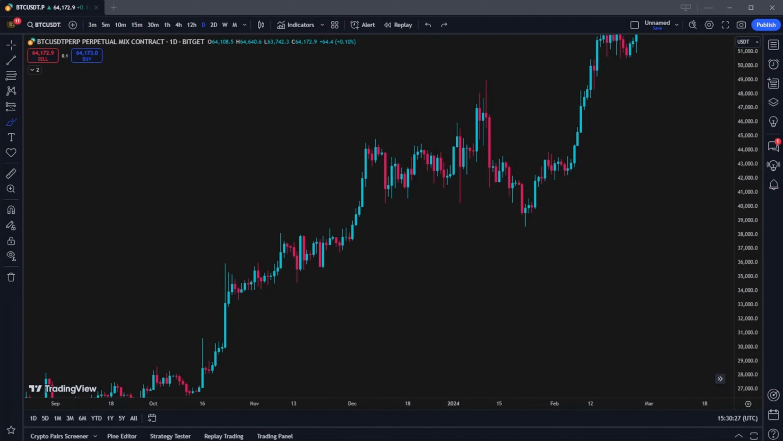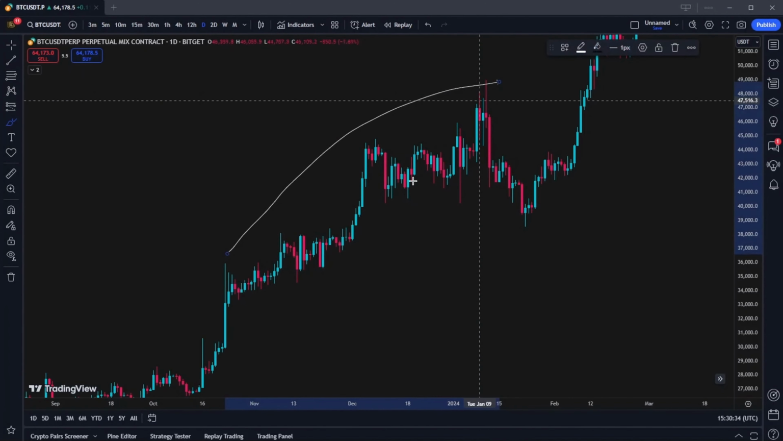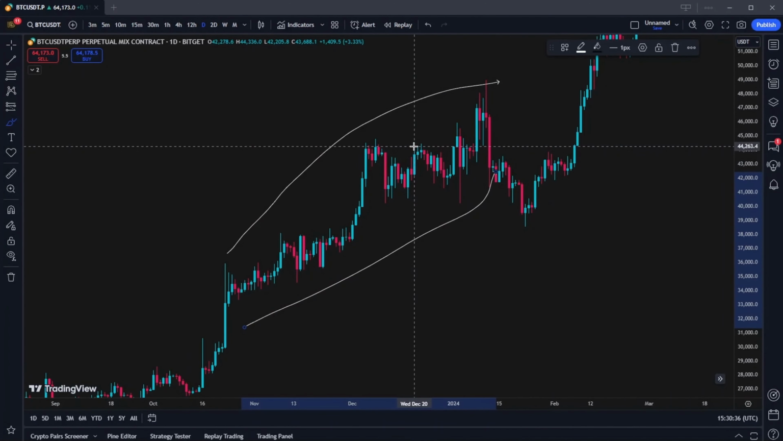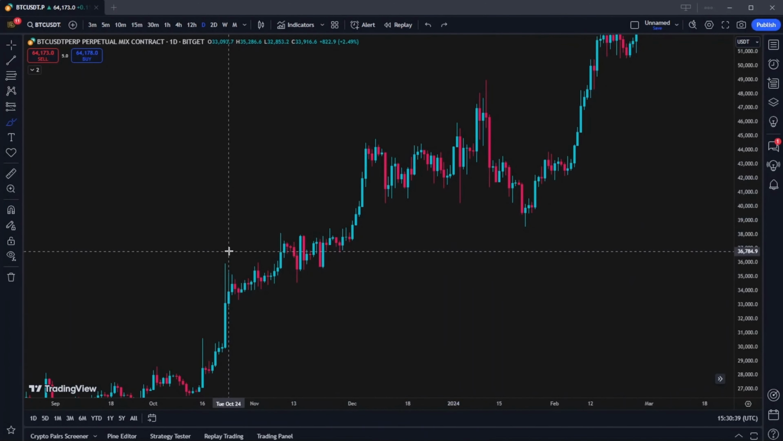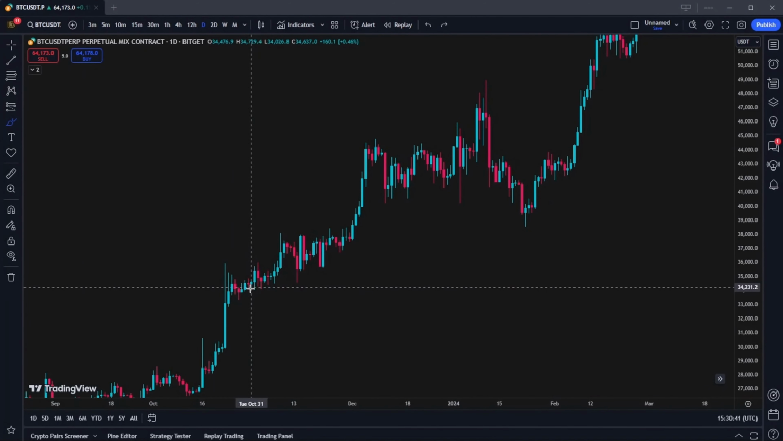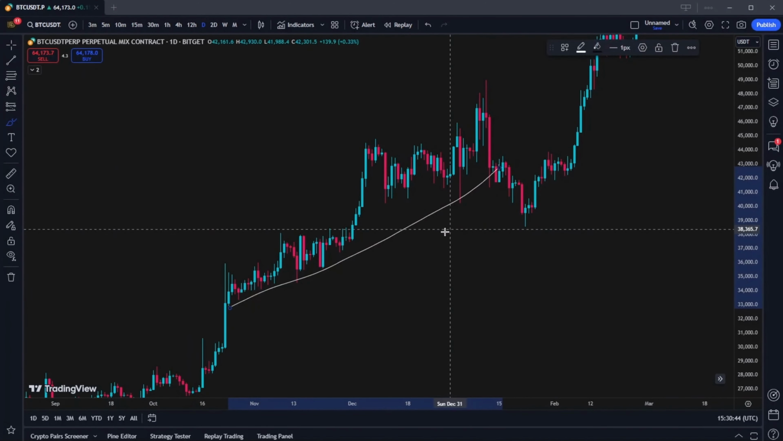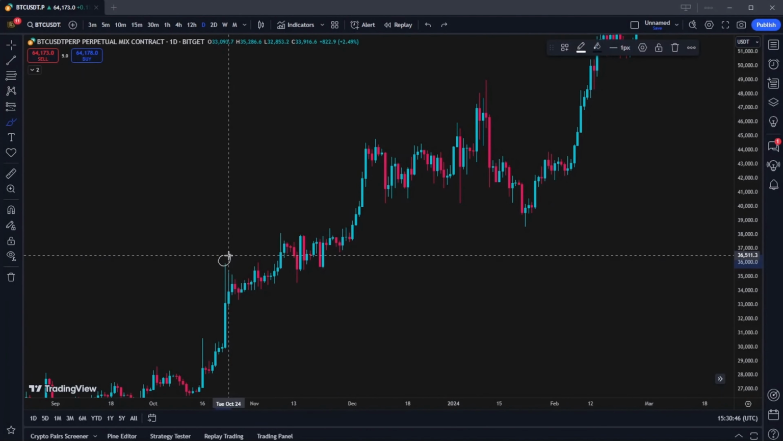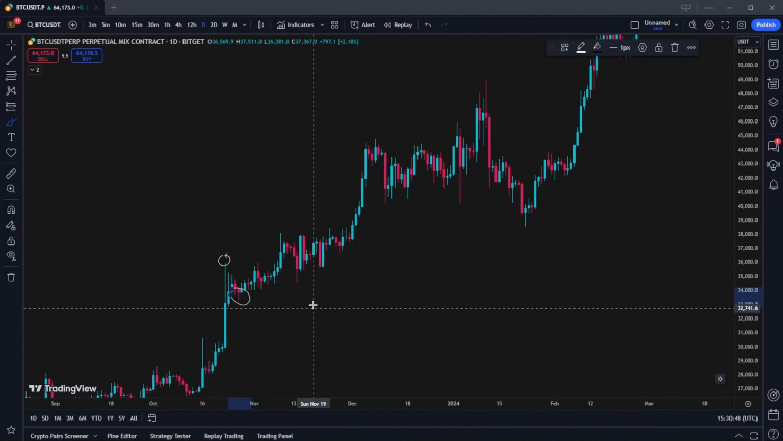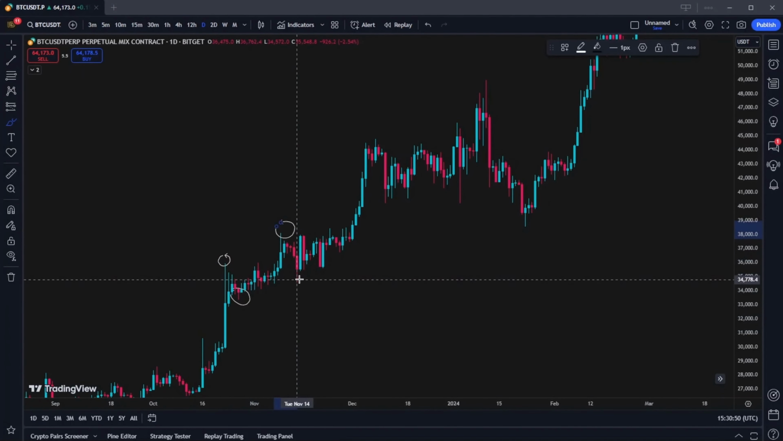So we're going to start off with the basics of market structure, which is going to be your highs, lows, and your swings. Now here we can see that the market is moving up and is quite bullish. This is going to show you where we have the higher highs and the higher lows. For example, we have our initial high, our initial low, and you can see we have a higher high, higher low.